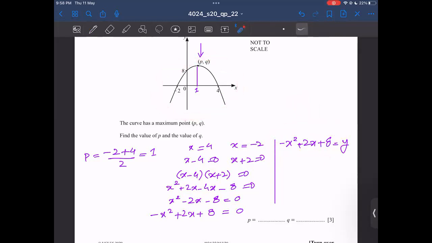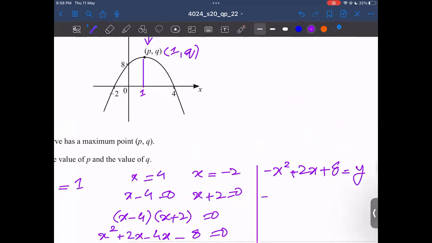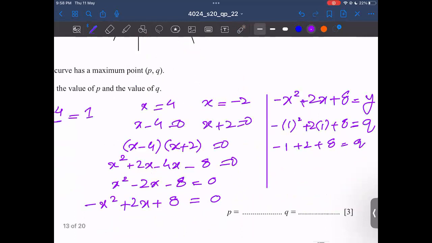Now since we need to find out the value of q, at q the value of x is 1, the value of p is 1. So I'm just going to put the value of this point. The value of x is 1 over here, and the value of y is going to be q here. So minus 1 square is 1, 2 ones are 2, plus 8 is the value of q. 8 plus 2, 10, 10 minus 1 is 9. So we have the value of q, that is 9. The value of p is 1. The q value is 9 here.